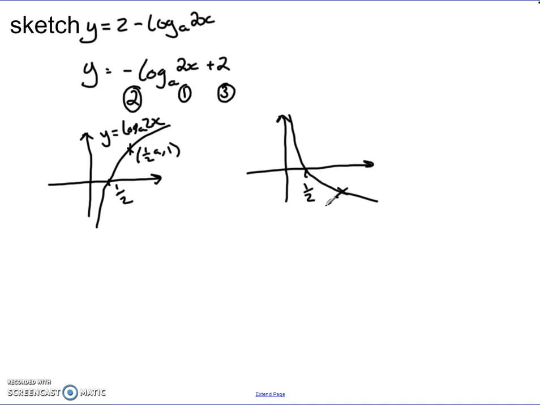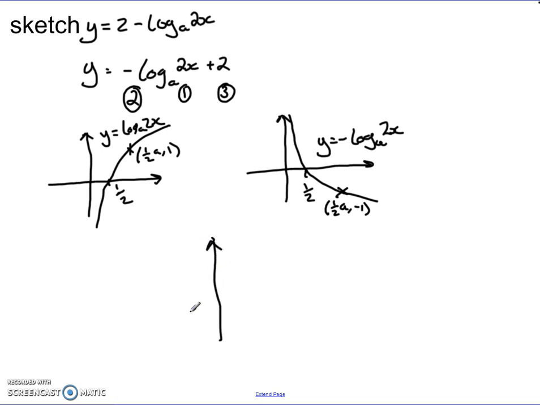The only difference is instead of 1, it goes to negative 1. And it goes to there. So that there then is y equals negative log to the base a of 2x. Our last transformation is then the plus 2, so everything shifts up 2. So this point here at a half comma 0 goes up to a half comma 2. This one here at a half comma negative 1 goes up to a half comma 1.